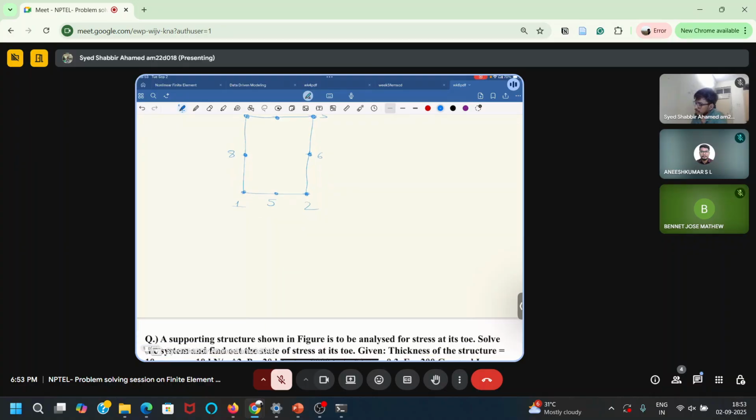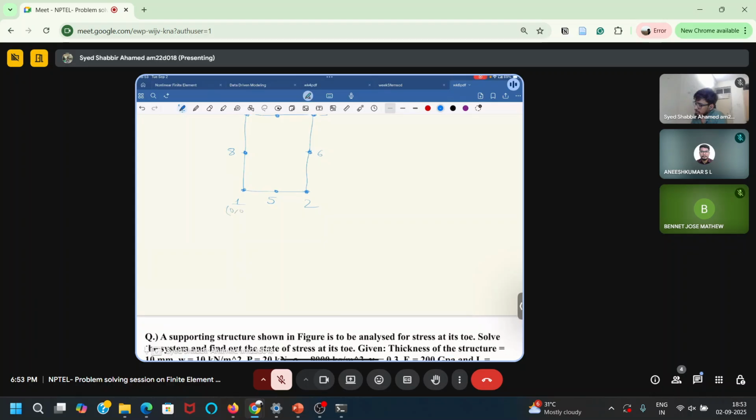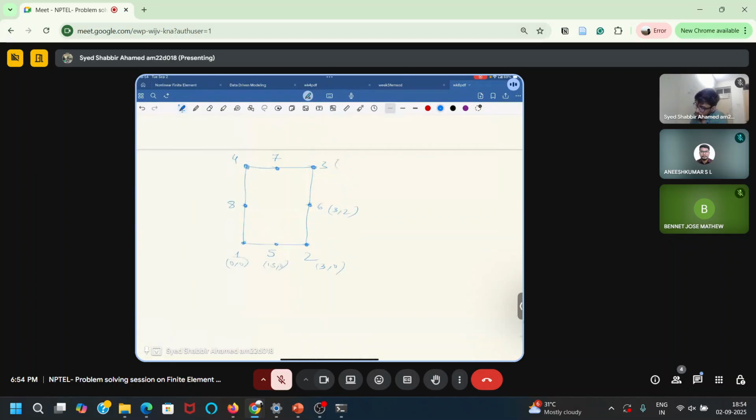And we know this is (0, 1.5). This is (3, 0). This is (3, 2). This is (3, 4). This is (1.5, 4). This is (0, 4). This is (0, 2). So these are my coordinates of the nodes.